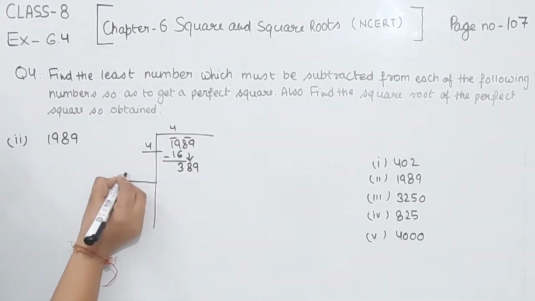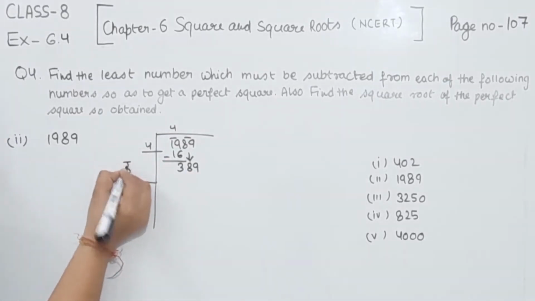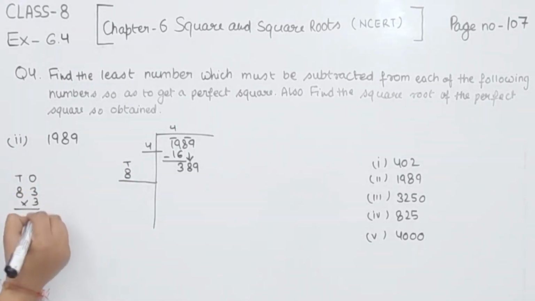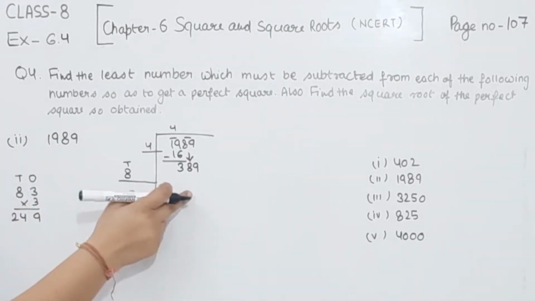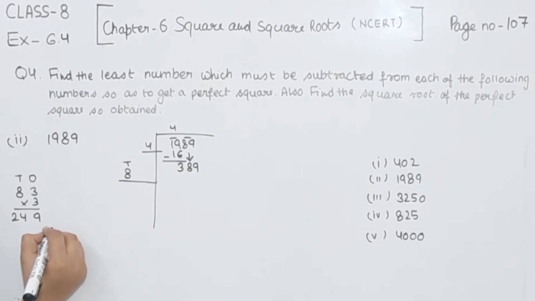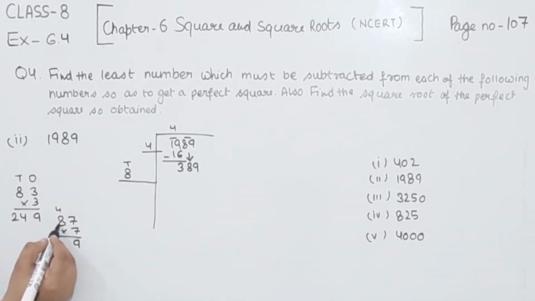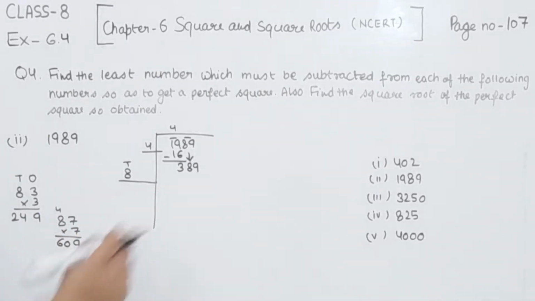Now we are going to double this one. So this is 4 2s are 8. Now this is the tens place we are having. We have to find the ones place here. So I'm going to take 3. Now 3 3s are 9 and 3 8s are 24. This is smaller than 389. Now we are going to take the 7 here. So 7 7s are 49. Carry 4. Now 7 8s are 56. 56 and 4 we are having as 60. Now this is greater than 389 we are having.